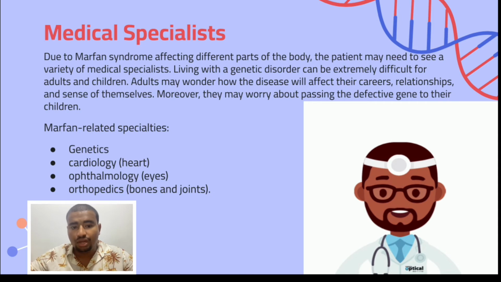Adults may wonder how the disease will affect their career, relationships, and sense of self. Moreover, they may worry about passing the defective genes to their children. Marfan syndrome can be even more complex for young people, particularly because the often inherent self-consciousness of childhood and adolescence may be exacerbated by the disease's effect on appearance, academic performance, and motor skills.